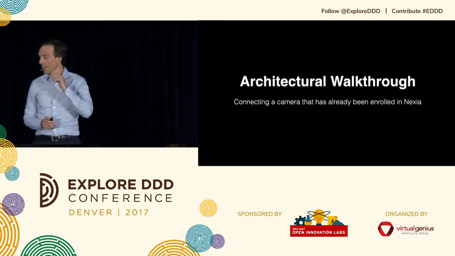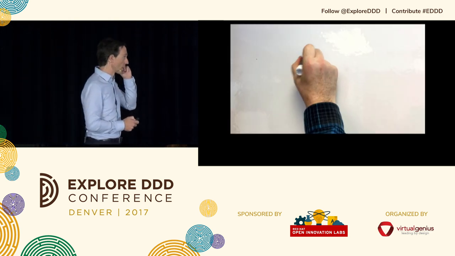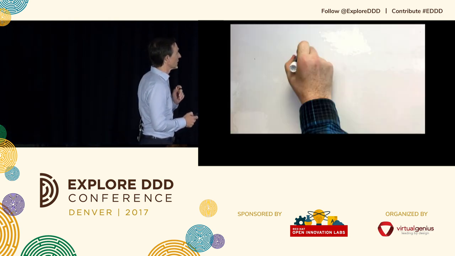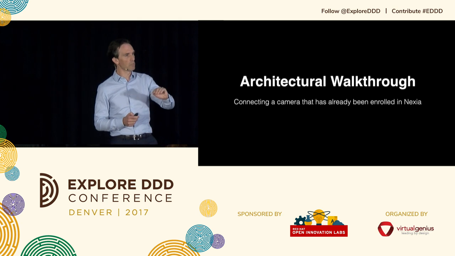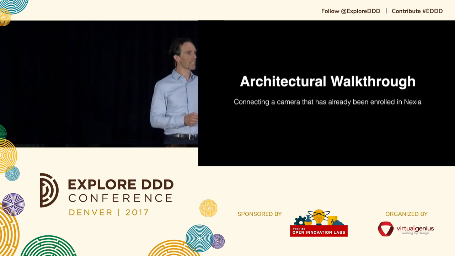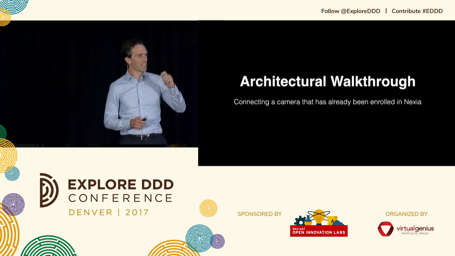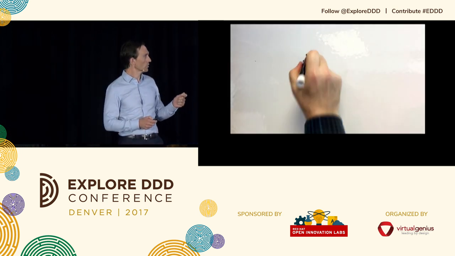So let's do a little bit of an architectural walkthrough of this process. Actually, hold on a sec. This is not enrolling a camera. This is now connecting a camera that has already been enrolled in Nexia. Enrollment is basically letting Nexia know this camera exists, so it can actually talk to Nexia. And now we're just going to connect it to Nexia. So we'll walk through that process.